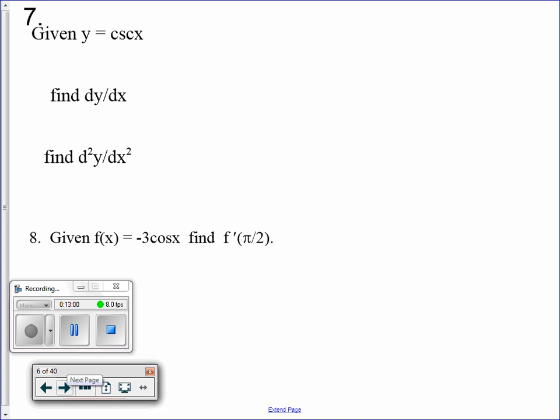Okay, number 7, we're given y equals cosecant x. So find the first derivative. That you should know. The derivative of cosecant x is negative cosecant x cotan x.